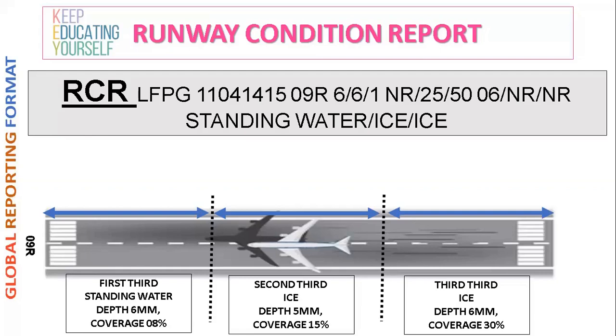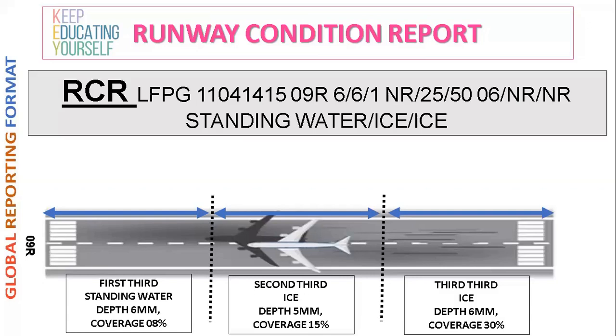Now we will come to the reporting of depths. Again, I am repeating, you must remember that depth reporting is only for the 4 contaminants. And out of those 4, standing water, slush, dry snow, wet snow, only standing water is present, and it is present only on the first third. So we will report depth if it is 0.4 mm or more. Yes, it is 6 mm. So we will report 0.6. Always remember, it will not be 6, it will be 0.6.